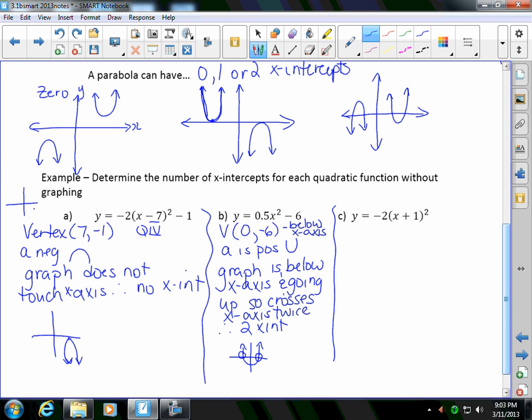Third example, if I look at my vertex, my p is 1 inside the bracket, so it's going to be at negative 1. There's nothing being added or subtracted, so I know my q is a 0, which means if it's negative 1, 0, it's going to be right on the x-axis. A is negative, so my parabola is going down. So if the vertex is right on the x-axis, then it's going to be touching it at that one exact spot. So that means there is one x-intercept.